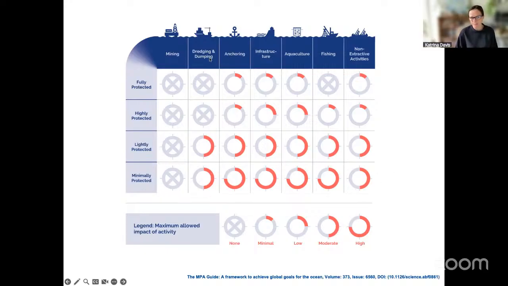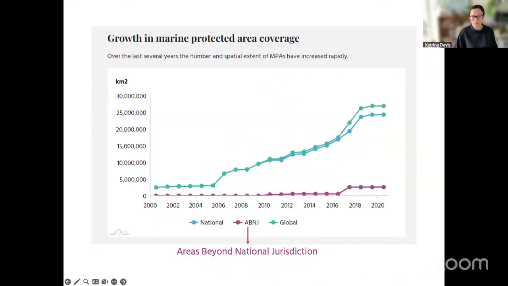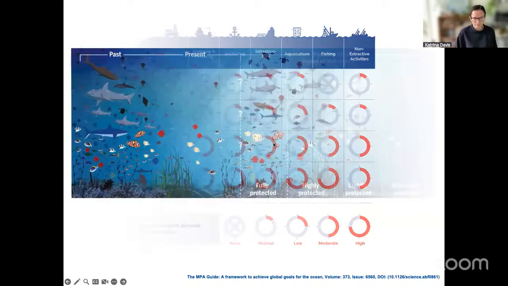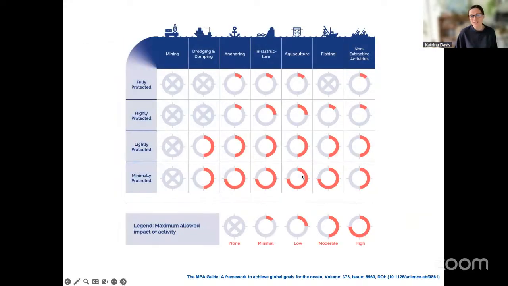So dredging and dumping, infrastructure, aquaculture. Oops. Oh, geez, that's my mouse getting excitable. So aquaculture happens in all marine protected area classifications, which is a strange one.